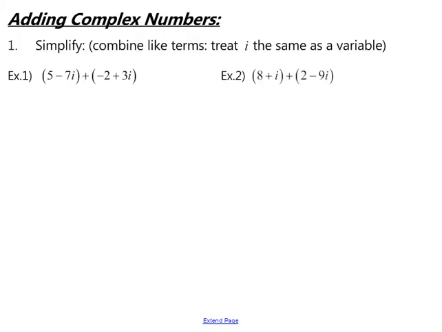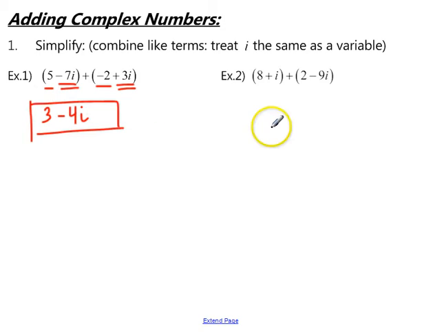So let's talk about adding complex numbers. Adding complex numbers is very simple. We're just going to simplify. So combine like terms, and that means you want to treat the i the same as you would a variable. So we're adding these two, which means we want to combine the like terms, 5 and -2. So 5 minus 2 gives us 3. Then -7i and +3i. So I said treat them like variables, so you can only combine the terms that both have an i in it. So -7 plus 3 gives us a -4i, and that's your final answer.